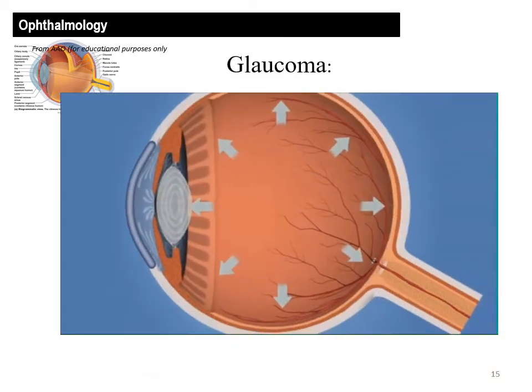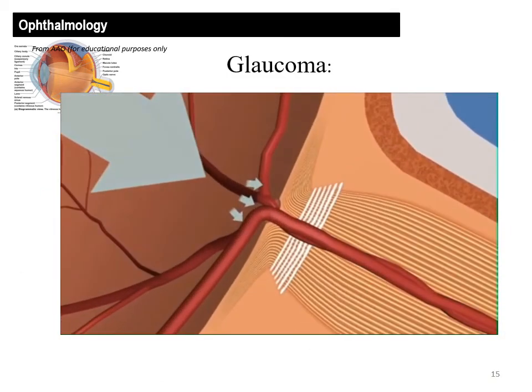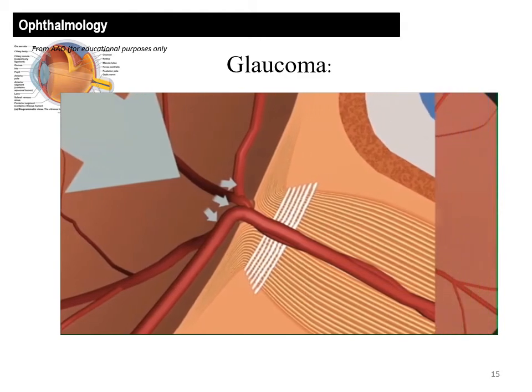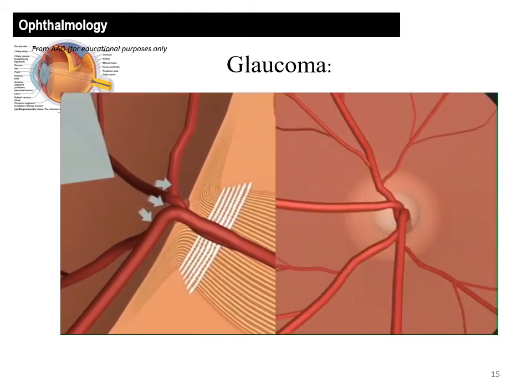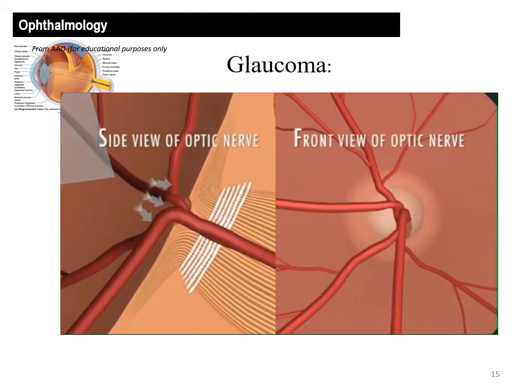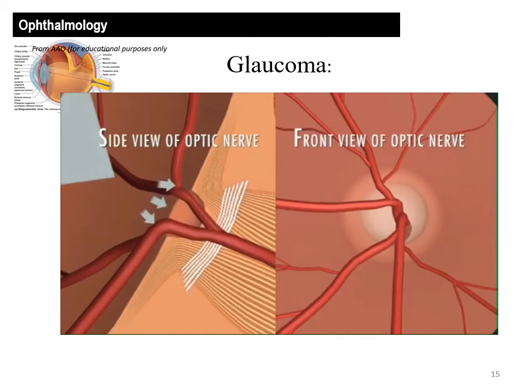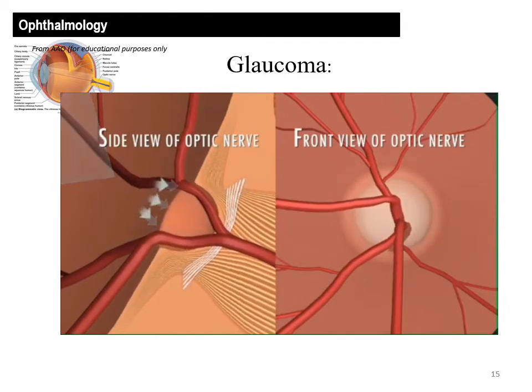A normal optic nerve is made up of more than 1 million tiny nerve fibers. With glaucoma, as the optic nerve is damaged, it loses nerve fibers. As a result, the appearance of the optic nerve changes. We refer to this as cupping.